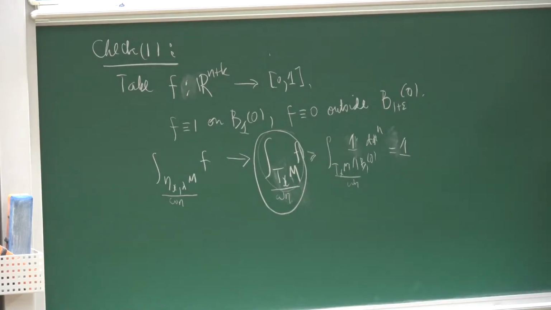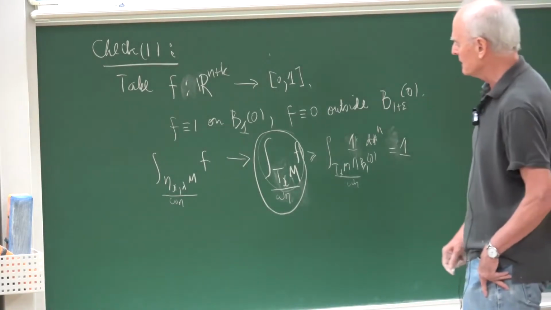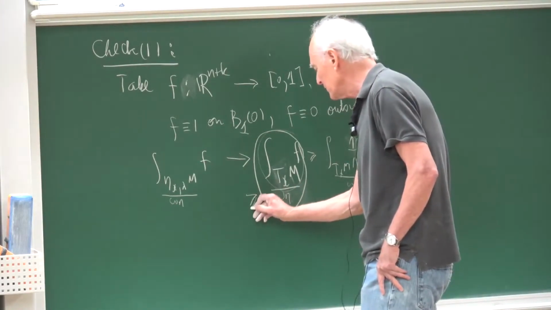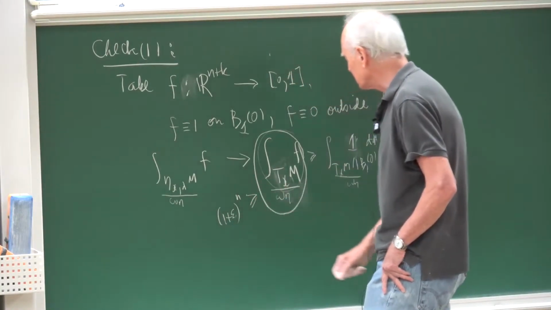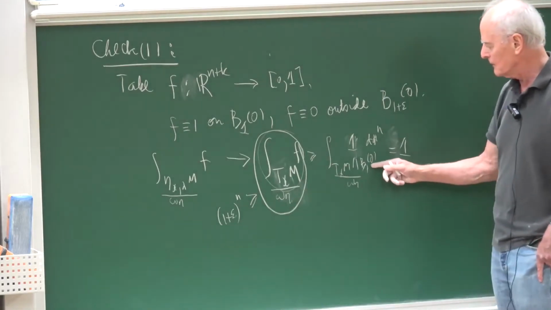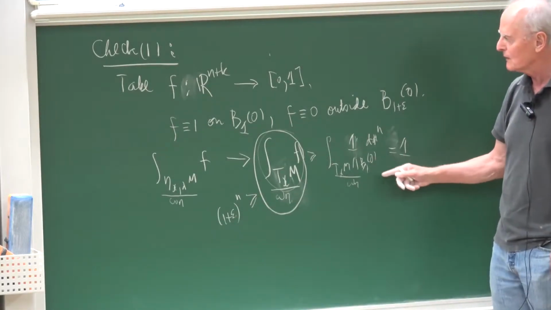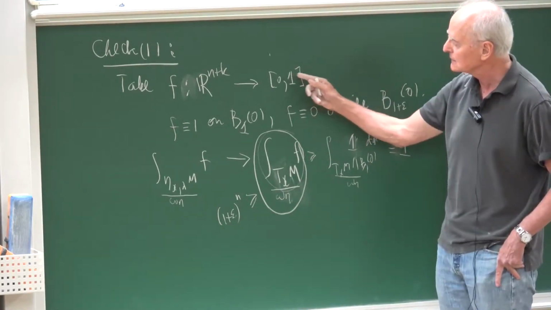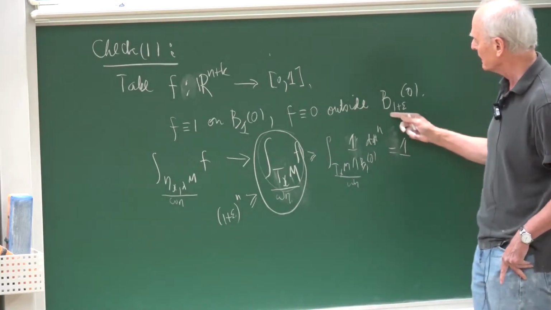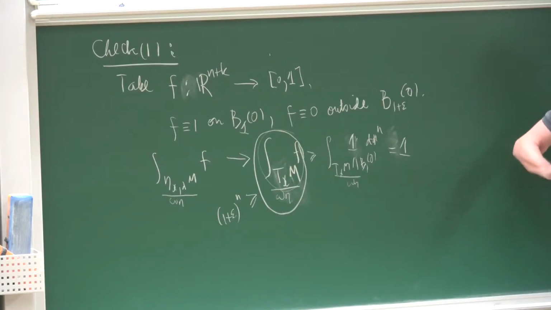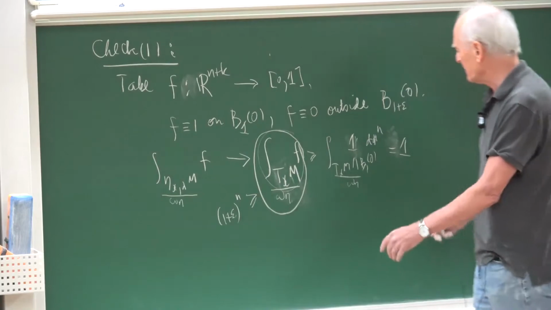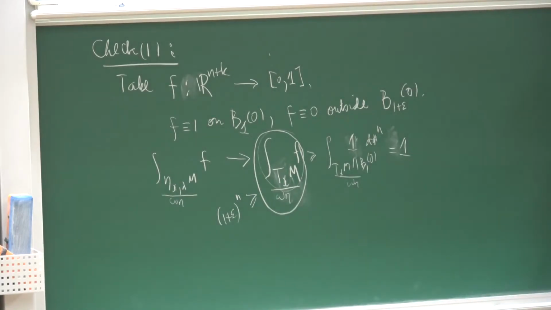It's equal to 1. So it's certainly bigger than or equal to 1, and similarly it's less than or equal to (1 plus epsilon) to the nth power, because it's less than the integral of 1 over the ball of radius 1 plus epsilon, because f is less than or equal to 1 everywhere on the ball of radius 1 plus epsilon, and is identically 0 outside it. So this is less than (1 plus epsilon) to the n and bigger than or equal to 1. So we're making some progress.